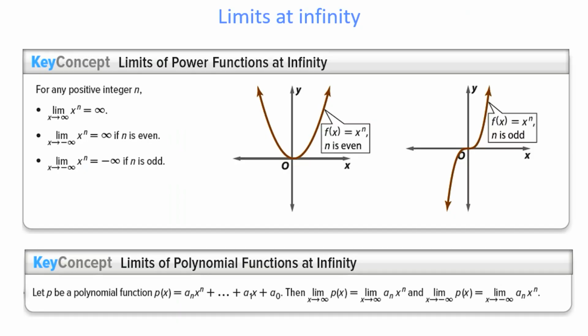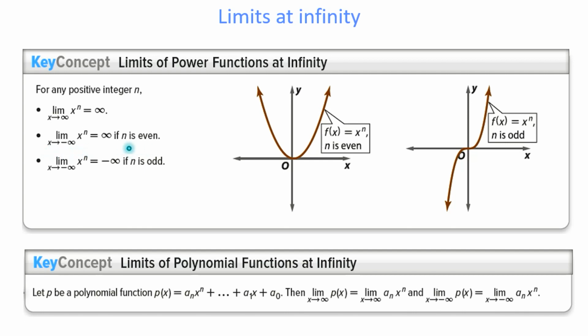Let's talk about the limits of power functions at infinity. The limit of any power function at positive infinity will be also positive infinity. As you see, as x approaches infinity, the function also approaches positive infinity. That means it is increasing with no bound. Similarly with the odd power function, as x approaches positive infinity, the function values also approach positive infinity, so it will increase with no bound. Let's see what happens at negative infinity.